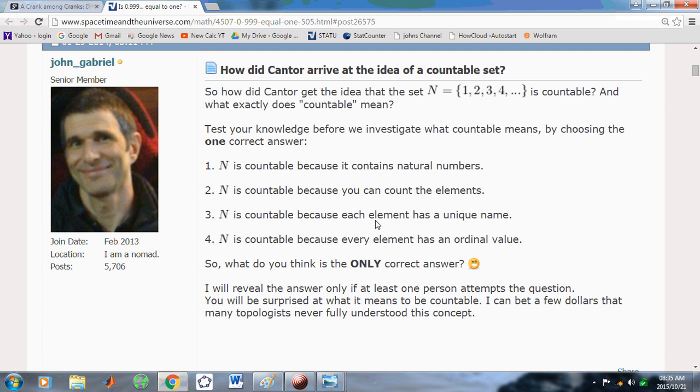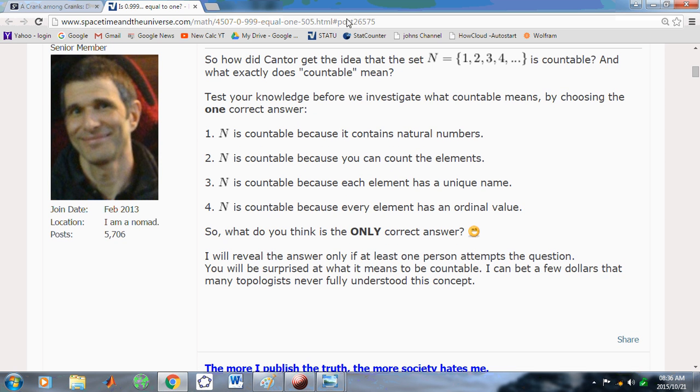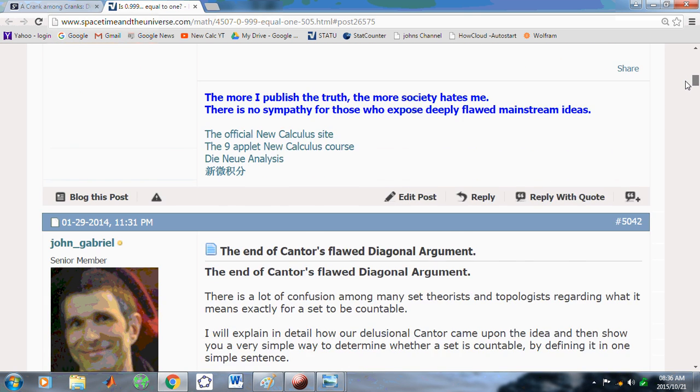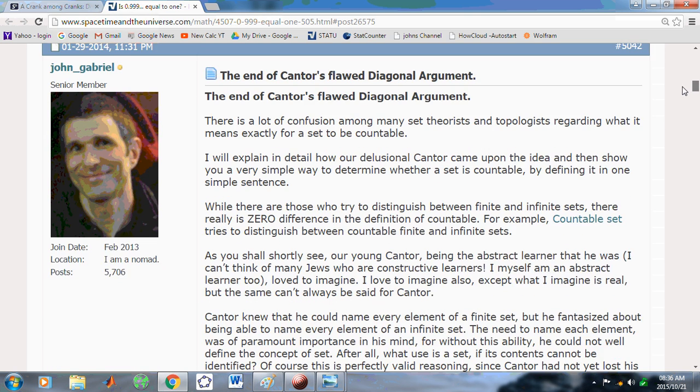Okay, so Cantor realized that, and he didn't start off too badly. You know, I mean, that's a good realization to make. It's just where he ended up was quite absurd. But I'm not going to go there right now. So at any rate, N is countable because each element has a unique name. And the next comment in this link, which I will provide in the comment section so that you can read it, explains each one of those choices, okay?